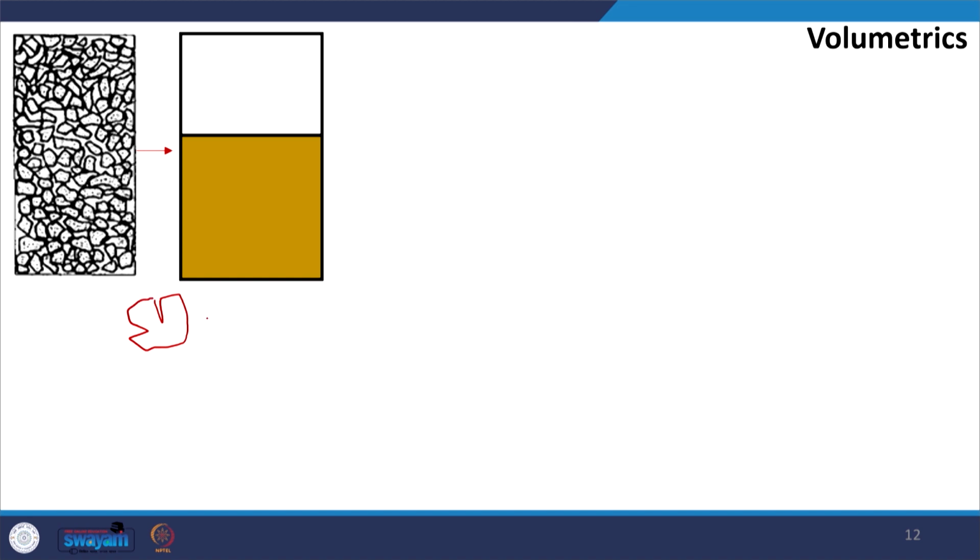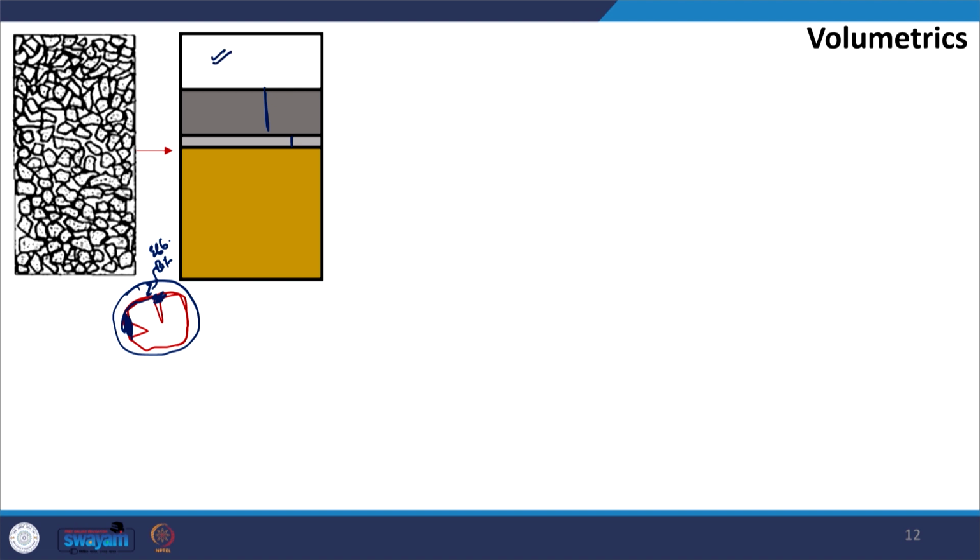Let us say you have this aggregate particle, and this volume which I have shown you is the bulk volume of the aggregate. So, bulk volume of the aggregate, and then we have the bitumen, but a part of the bitumen is within this aggregate particle. So, a part of the bitumen is absorbed and whatever remains is the effective bitumen. Within the bulk volume of the aggregate, a part is the absorbed bitumen and then whatever remains is the effective bitumen, and then you have some space available, that is the air void.